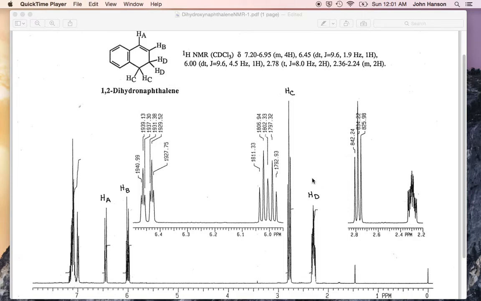If I look at its neighbor HD, you can see here's the blow-up of that. It's quite complex. I ended up calling that a multiplet. 2H, that's what the integral was, and I gave the range over which those came. Now maybe by the end of this video you might actually be able to go in and analyze and draw a splitting tree for what that really looks like, but that's a pretty complex pattern, so I was a little bit lazy and didn't bother to do that.